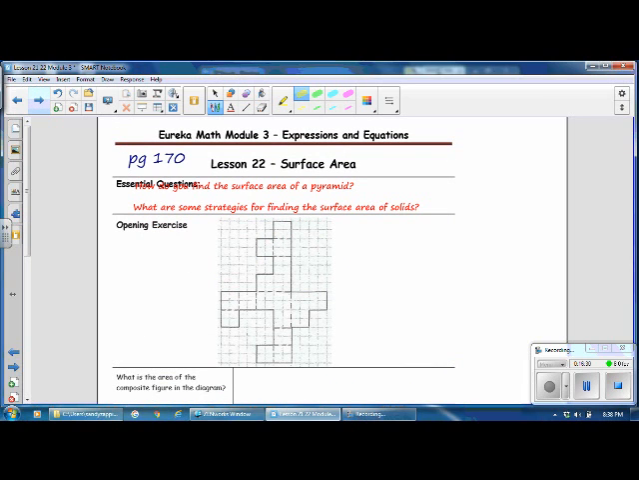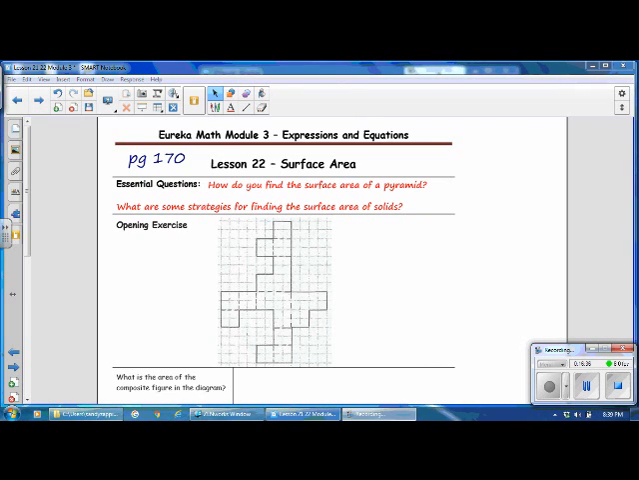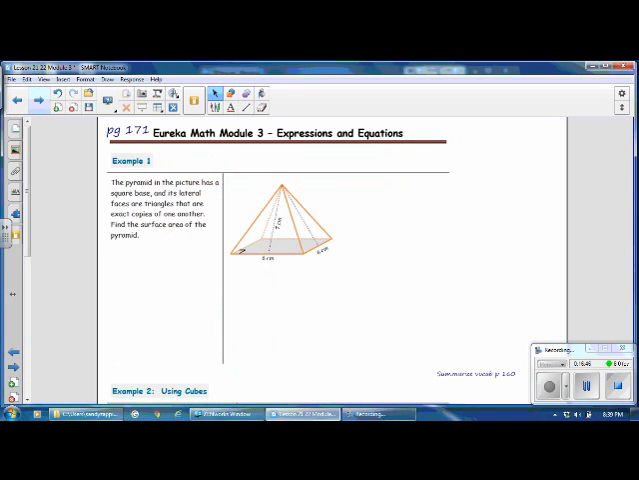All right, so we're going to go ahead now to lesson 22. The essential question is, how do you find the surface area of a pyramid? What are some strategies for finding the surface area of solids? On page 171, the pyramid in the picture has a square base, and its lateral faces are triangles that are exact copies of one another. Find the surface area of the pyramid.